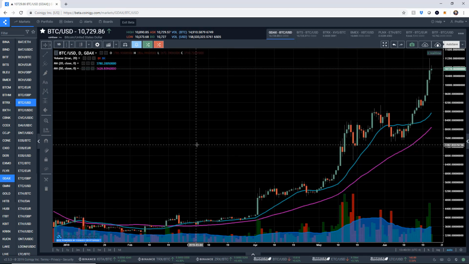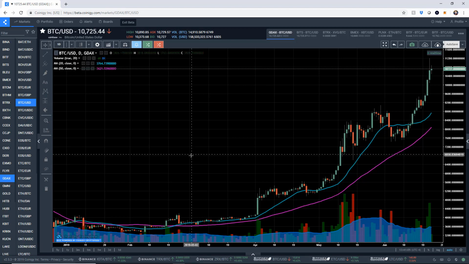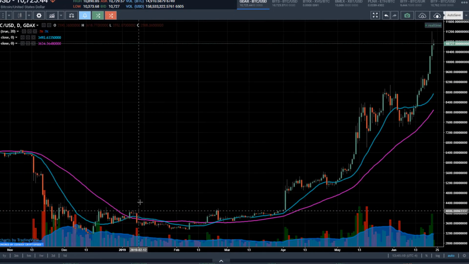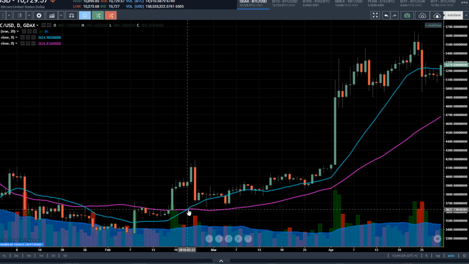The way you want to use moving averages is by looking at when they cross over. When the 20-period crosses over the 50-period, it's considered a trend change. We had a trend change here specifically back in February, and I'm going to zoom in on this so you can see. Back in February, the 20-day moving average crossed over the 50-day moving average. This is a buy signal, because it means the trend changed to the upside.